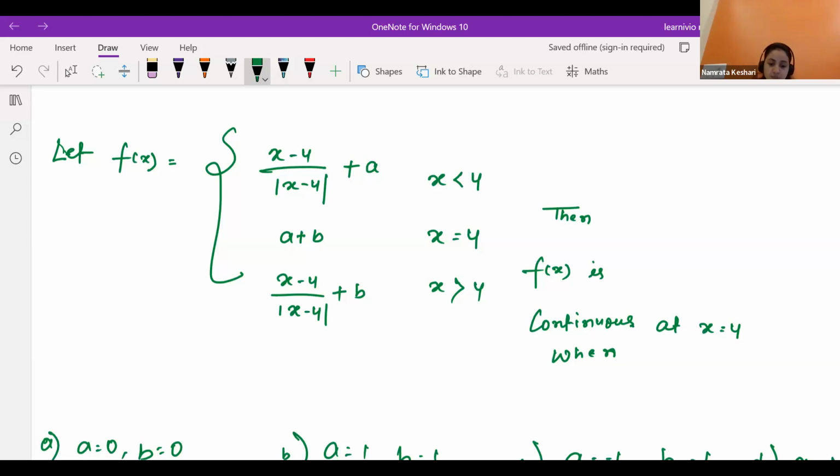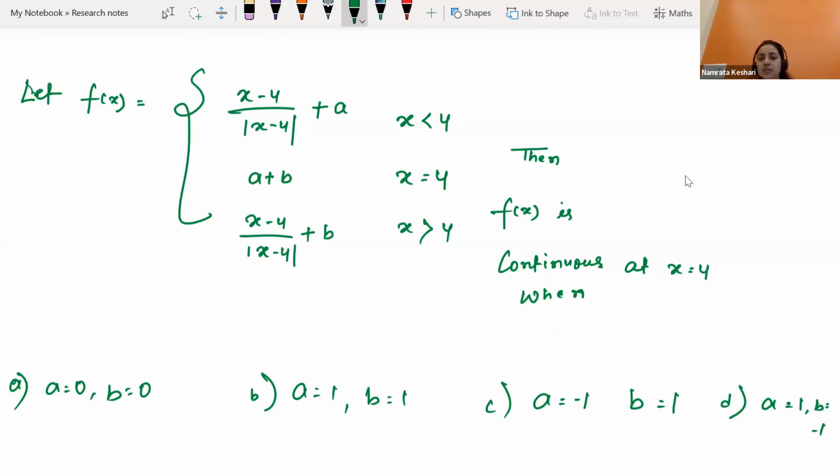I have a doubt. What should be substituted in place of x? Here it says that it is continuous at x equals 4. So if it is continuous at x equals 4, then obviously the left hand limit, the right hand limit, and the function's value at 4 have to be the same. So the limit as x tends to 4 minus, the left hand limit, must equal the limit as x tends to 4 plus, must equal f of 4.